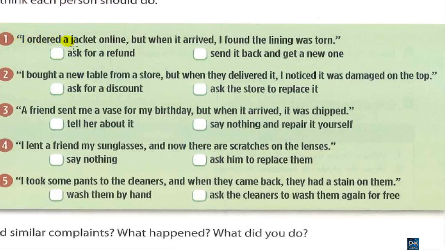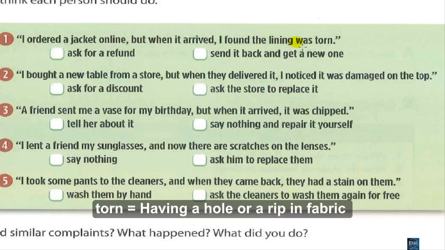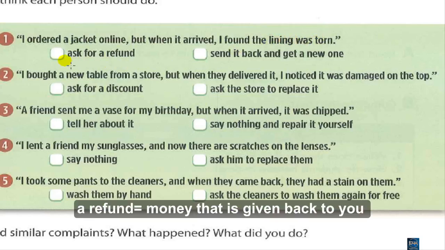1. I ordered a jacket online, on the internet. But when it arrived, I found the lining was torn. There was a hole in the lining. So you ask for a refund to take your money back, or you send it back and get a new one. You get a new jacket. So what would you do?